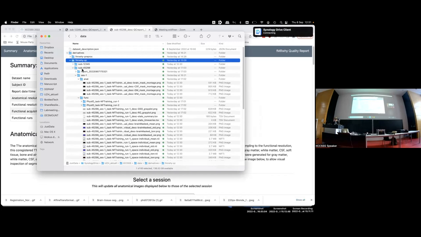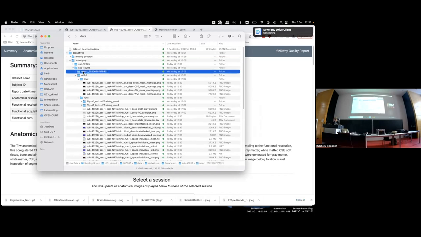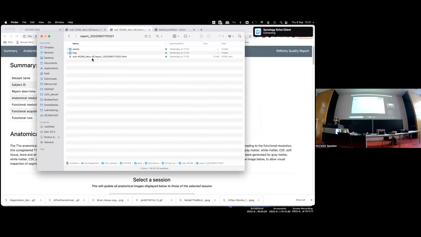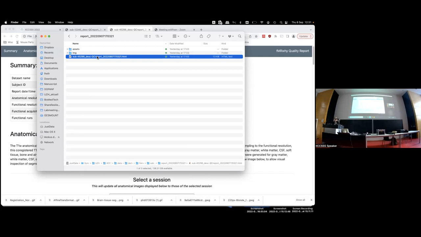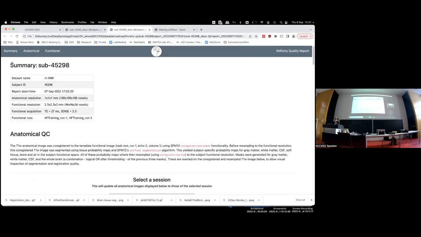And in QC, for both participants, you should find the report file, and the report is summarizing in an HTML the full output of this preprocessing. So what you can open then in the browser of your choice is this HTML file. And this is what I've done here. And then this shows you the summary of the preprocessing of this participant.